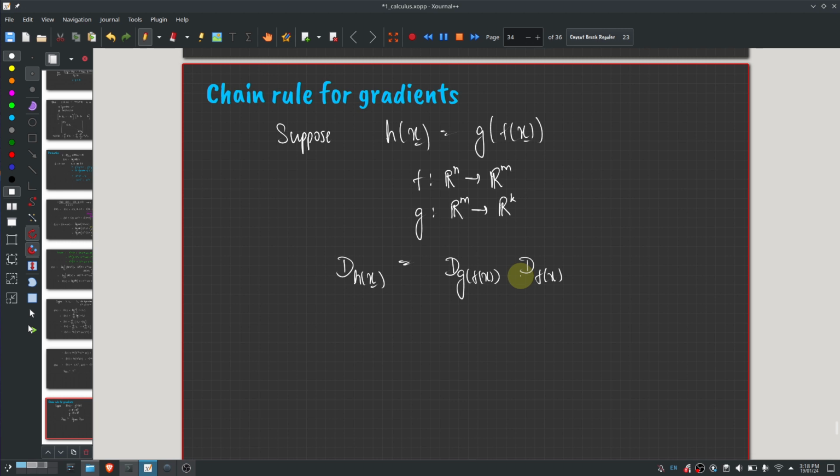Again, the notation is not really the best that I'm using over here. In fact, I should be writing this dh of x as dh evaluated at x, but you should remember that this is a matrix. This is dg evaluated at f of x, and this is df evaluated at x.